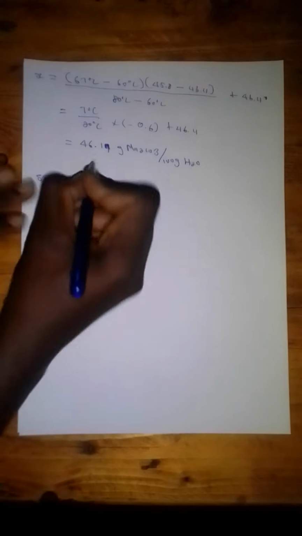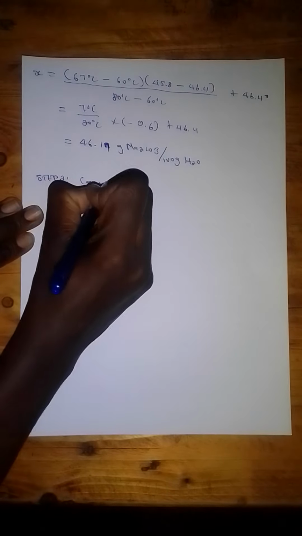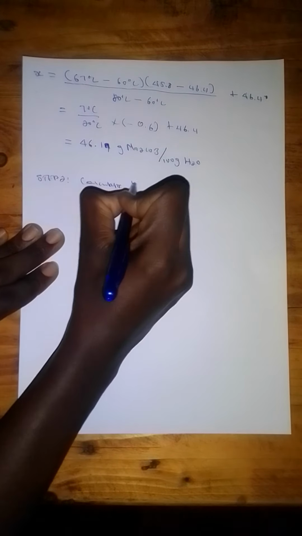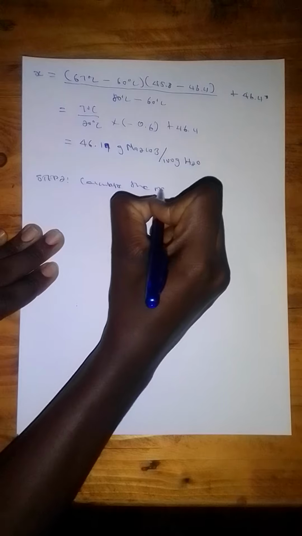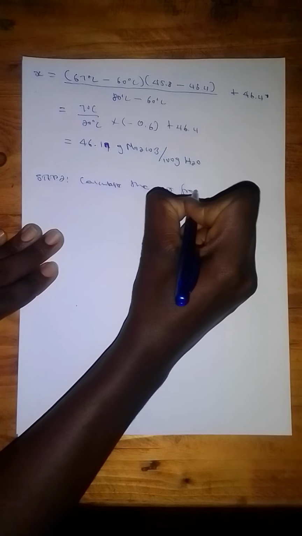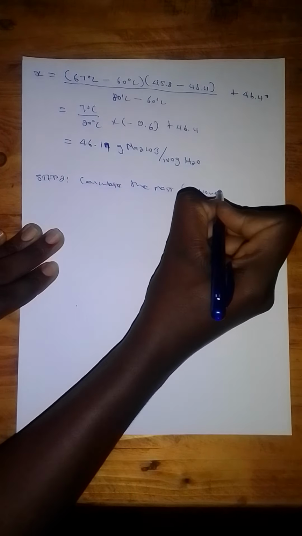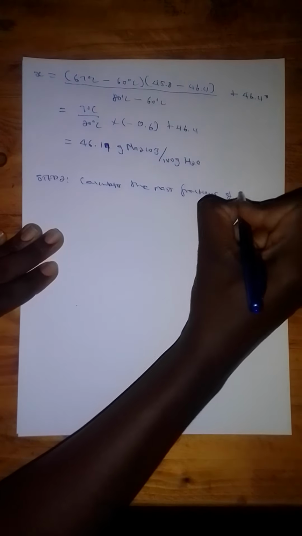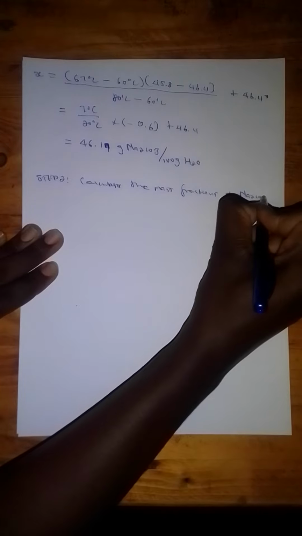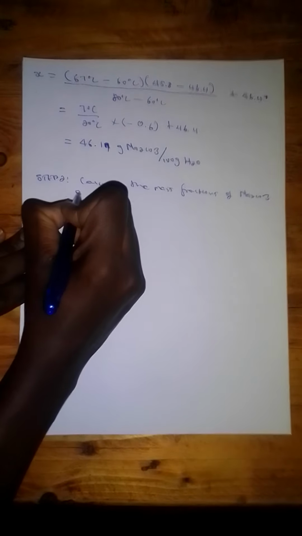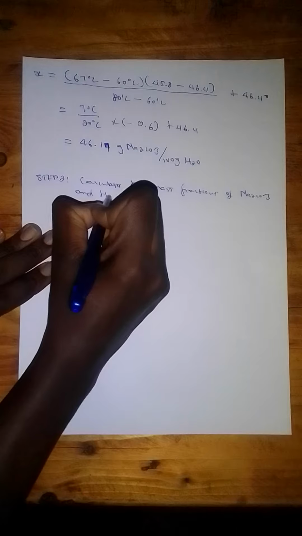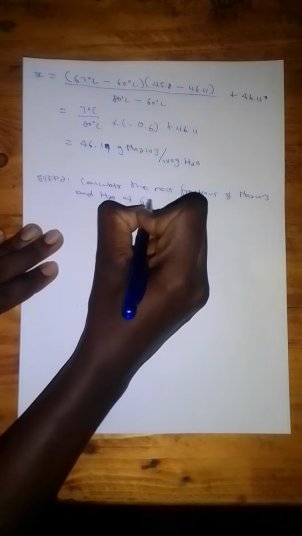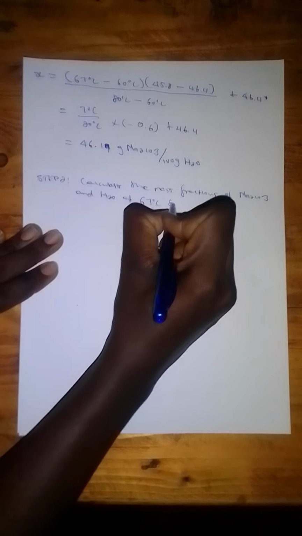Let me just write it down: calculate the mass fractions of Na2CO3 and H2O at 67 degrees Celsius saturated.